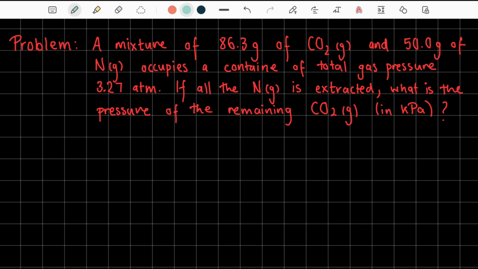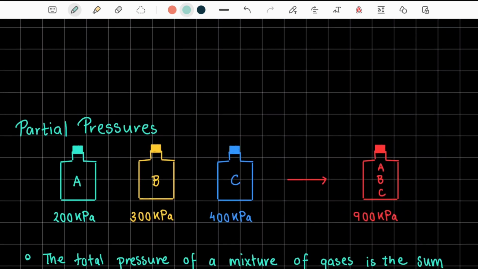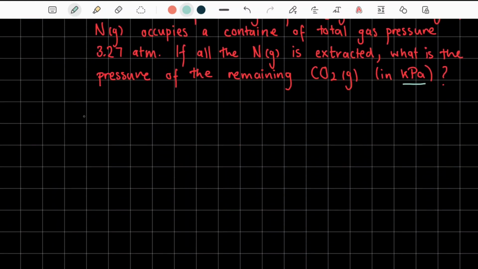So, before we do anything, let's convert the gas pressures into kilopascals, okay? Because that's the standard unit that you're expected to use. So we know from your conversions up the top over here, right? 1 atm is 101.3 kilopascals. So let's write that down.